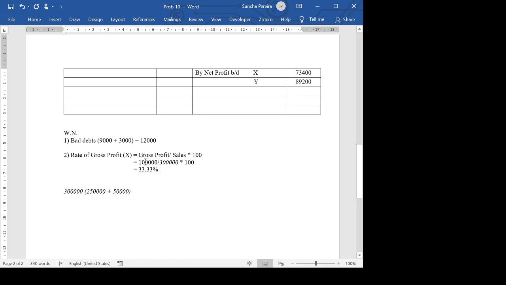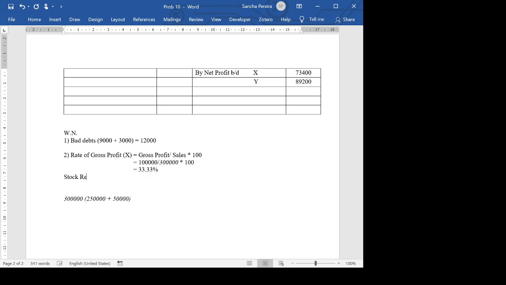How do I get that? 1 lakh divided by 3 lakhs into 100. You can check it out. You get 33.33%. That means the element of profit is 33.33%. In the first problem that I had done like this, it was 25%. I think in the previous one, it was 10%, if I'm not mistaken. Here it is 33.33%. And now we can calculate our stock reserve.